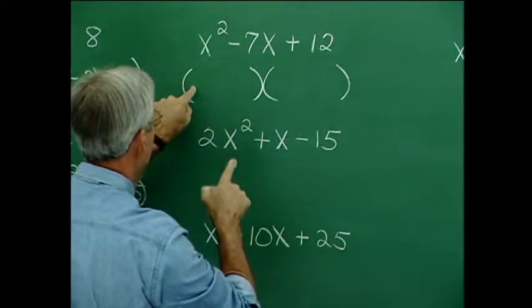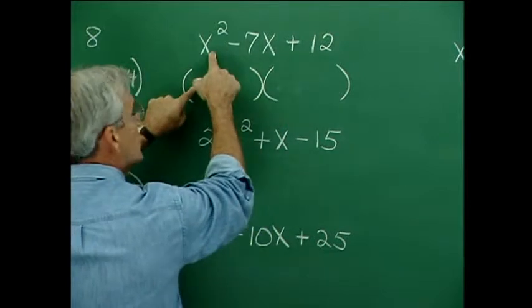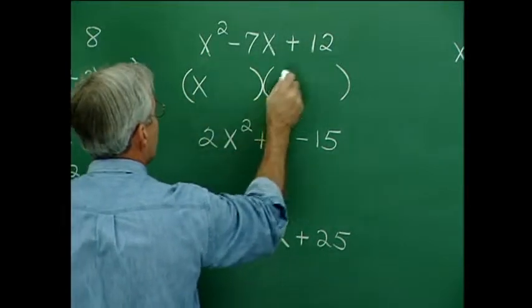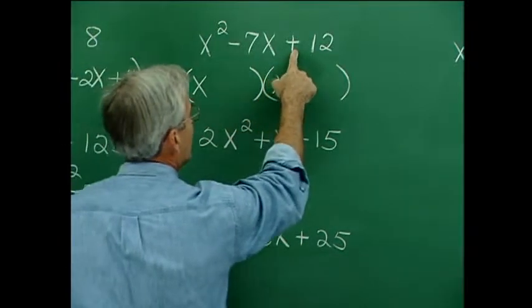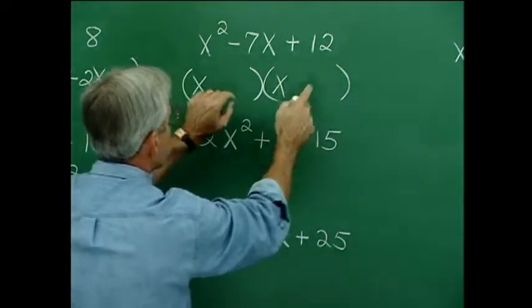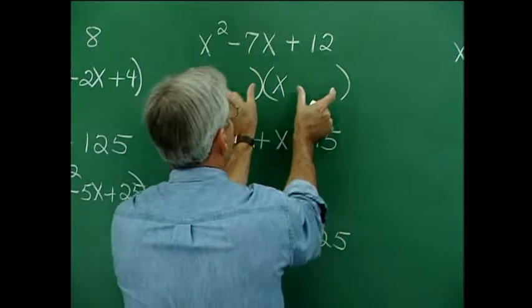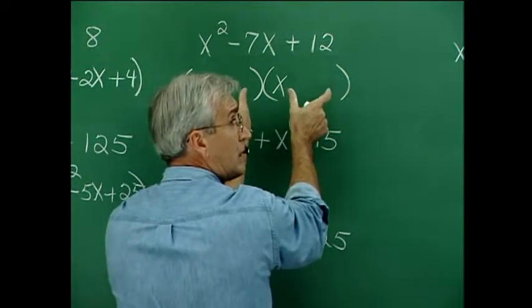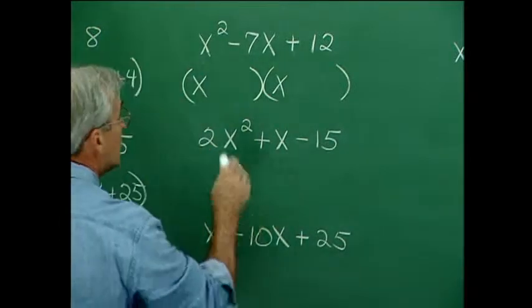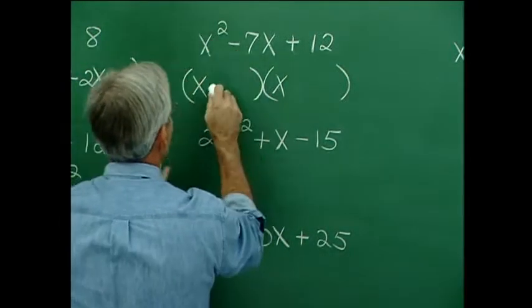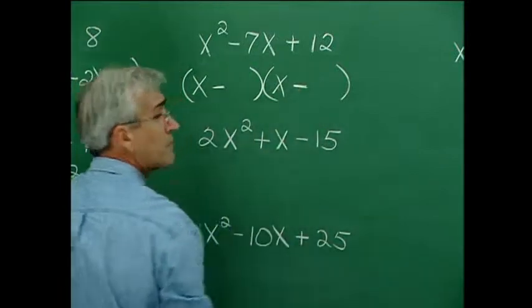So it's the first term here times the first term here to give the first term there. So it's x times x to give x squared. Then we look at the sign pattern. We see that the sign of the last term is positive. So that means that the signs of these two terms have to be the same, plus times plus or minus times minus, to give a positive result. We look at the middle term. Oh, it's negative. That means it's minus times minus.